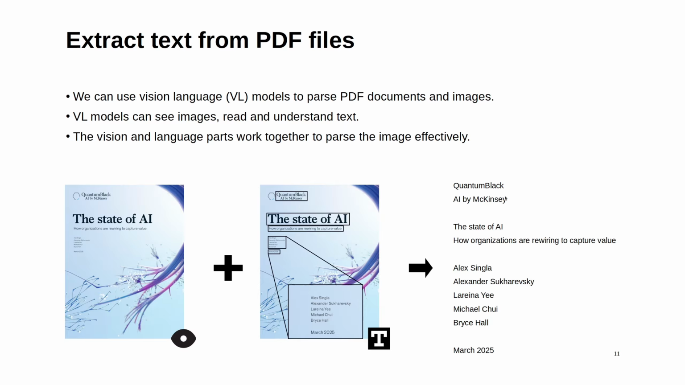Also, notice how it added the new line character to match the style of the original page. So instead of having Quantum Black AI by McKinsey in one sentence, the model understood that there is a new line character that should be added. And the rest is also good. So you see here we have the title next to the subtitle, we have a new line, and here we have the authors, and finally we have the date, which is March 2025.